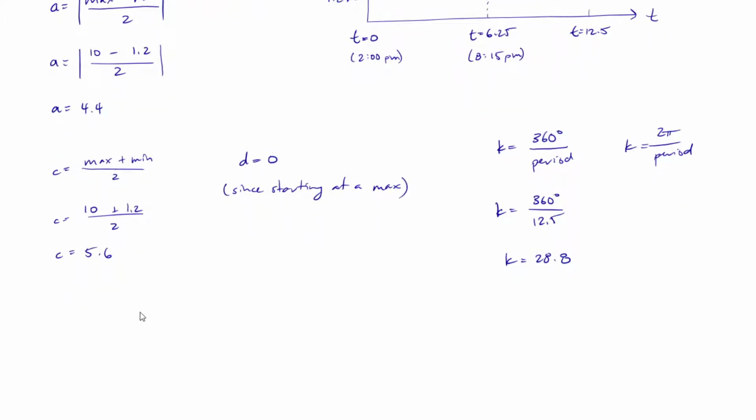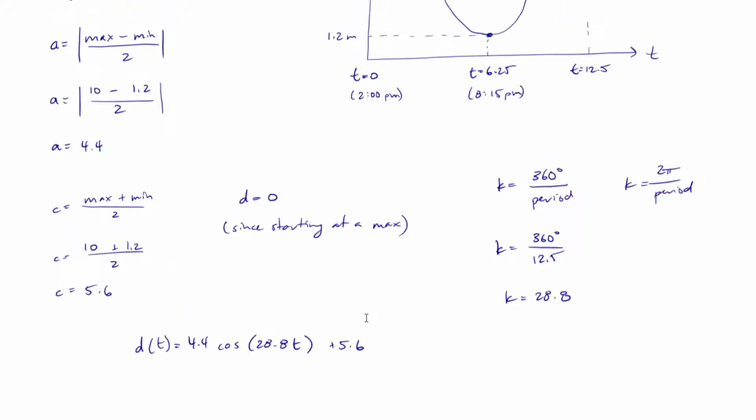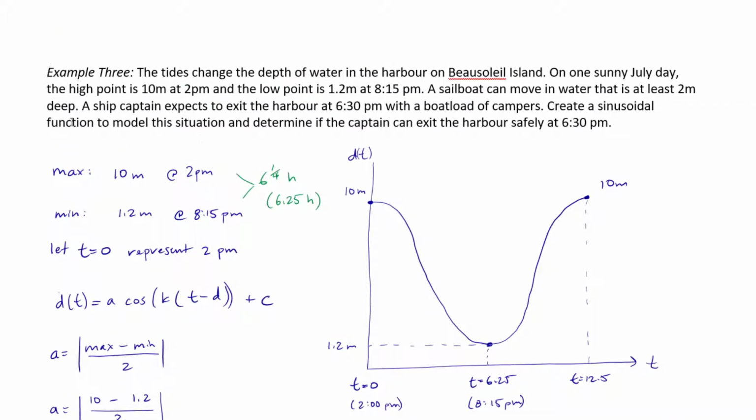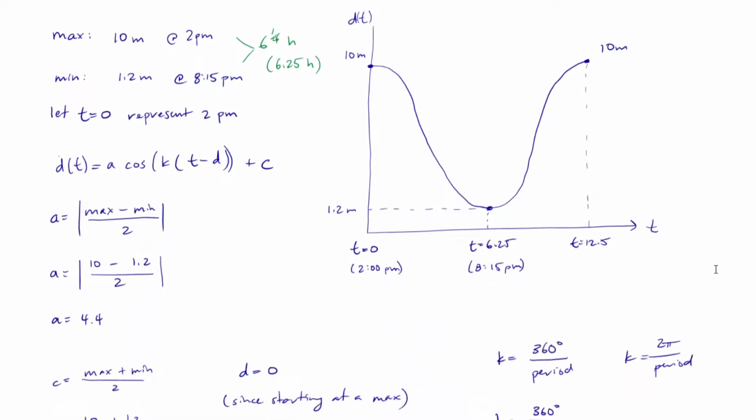So depth as a function of time is equal to 4.4 cos 28.8 t, and then plus 5.6. So I have now created the sinusoidal function to model this situation, and I need to determine if the captain can exit safely at 6:30 p.m.